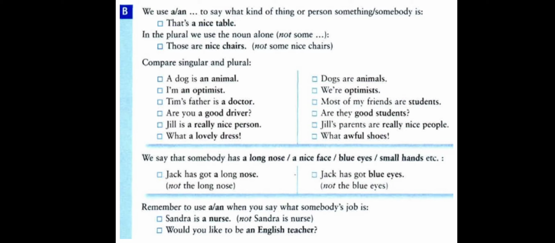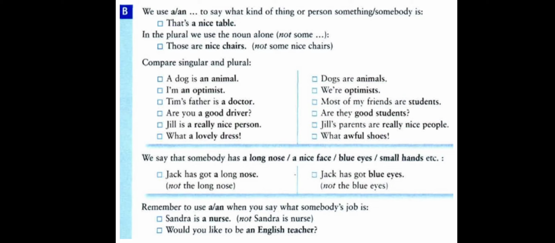Are you a good driver? Driver here is the job, and we used an adjective between the job and the article. It is a single driver, so we say a driver. It is singular, and we use good, and good starts with the consonant G. That's why we use the article a, not an. Are they good students? Here, students are plural, so we don't use articles. We add the adjective alone without any article.